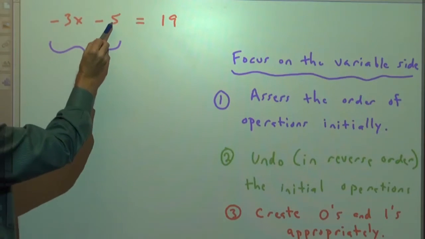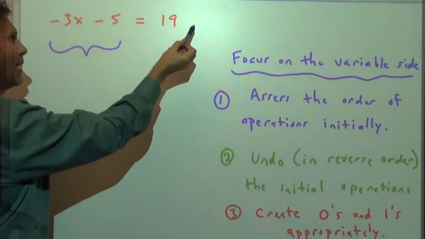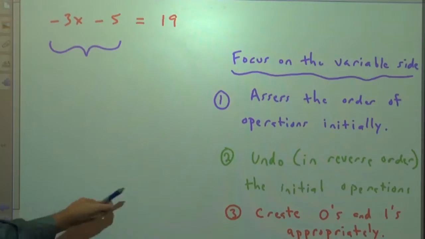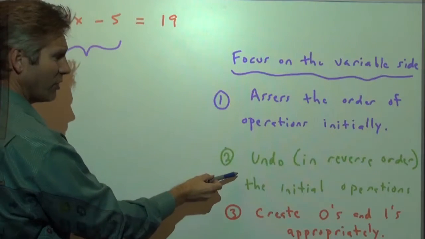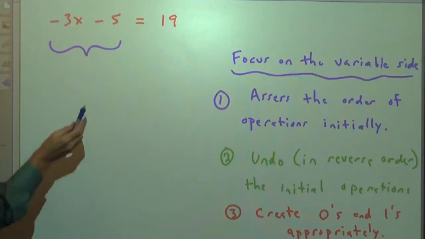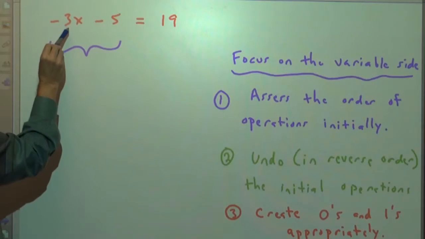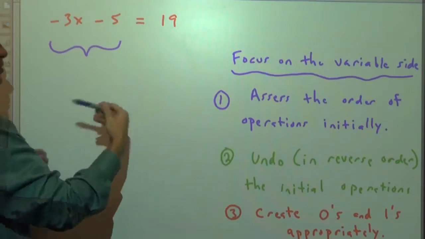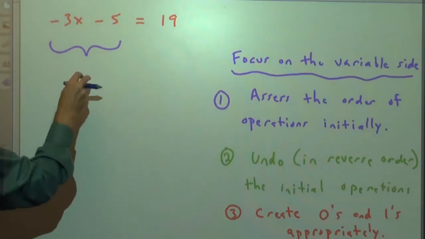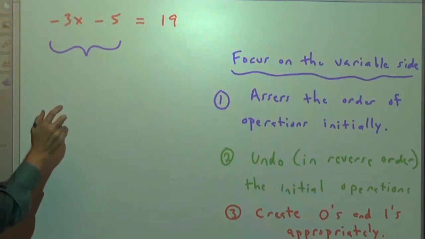Then you would have taken 5 away from the result to end up at 19. So once we've assessed the order of operations, we are going to undo the initial operations by going in reverse order. Initially we would have multiplied first and then subtracted, but to solve the problem, we go backwards through the process. So we take care of the lesser operations first.